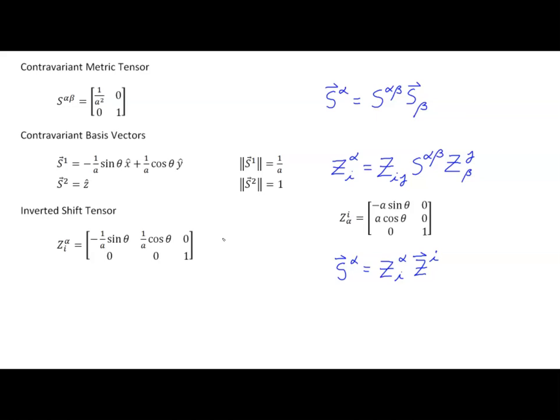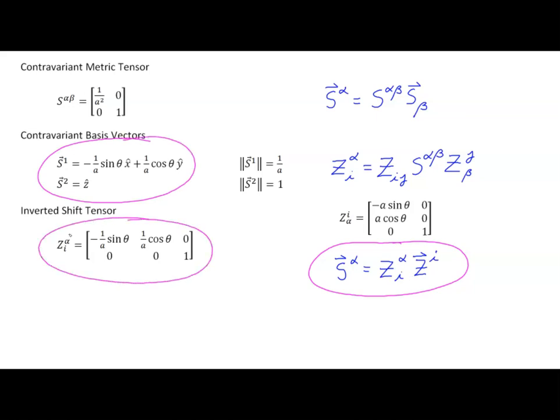And because of that, it's actually easier to take this relationship, once we know these, and just reverse engineer the inverted shift tensor. So we could go through this if we want to, but this is a much easier way to do it. Find the contravariant basis vectors first, and then these components are the elements of our inverted shift tensor across the board.